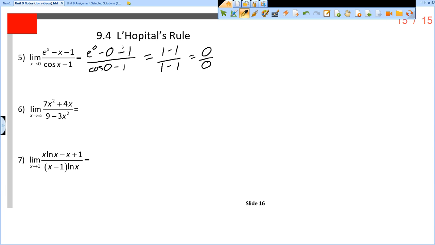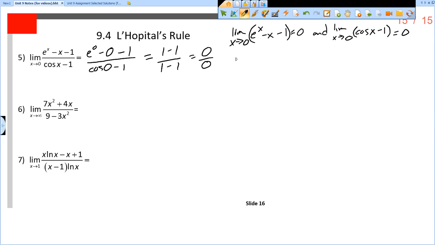Remember, in order to use L'Hopital's rule, we must have the limit as x approaches 0 of the numerator equals 0 and the limit of the denominator equals 0. We must make sure we state the limit as x approaches 0 of e to the x minus 1 equals 0, and the limit as x approaches 0 of cosine of x minus 1, and that also equals 0.